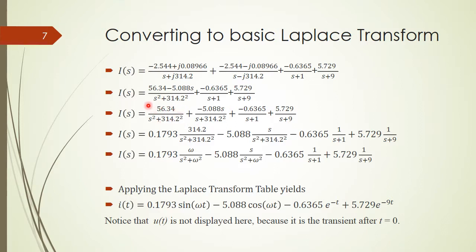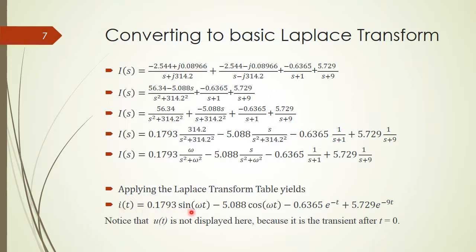It doesn't look similar on the top, so I make it look similar by dividing this number by omega, and then I get 0.1793. So I have omega appear here, and then everything will become simple if I replace the 314.2 with omega. So here we have the basic Laplace transformation. Everything will appear here, and we need to look at our Laplace transformation table and convert it into the corresponding time domain function.